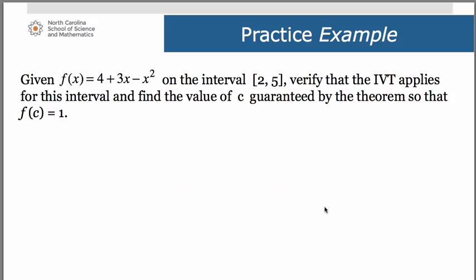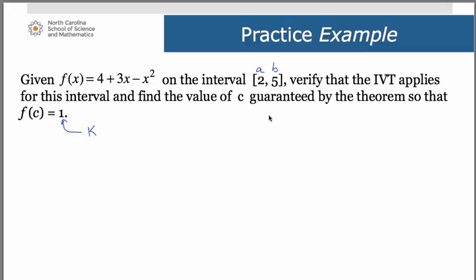Suppose we have the function 4 plus 3x minus x squared on the interval from 2 to 5. We want to verify that the intermediate value theorem applies and find the value of c that is guaranteed by the theorem so that f of c is equal to 1. Now this 1 is our k value. So we are going to have to show that it's in between f of a and f of b. In this case, 2 is our a and 5 is our b. So somewhere along the line, we will have to verify that.